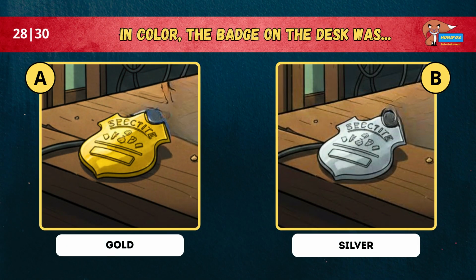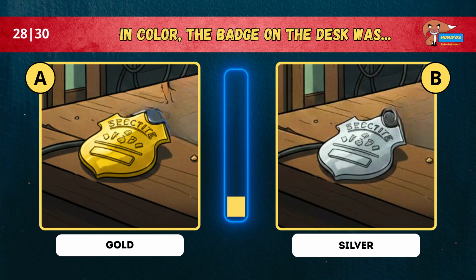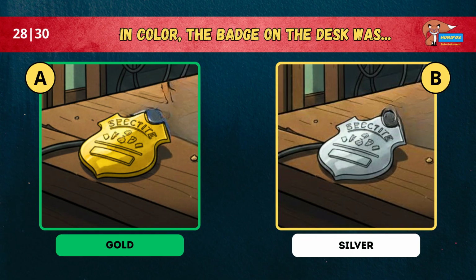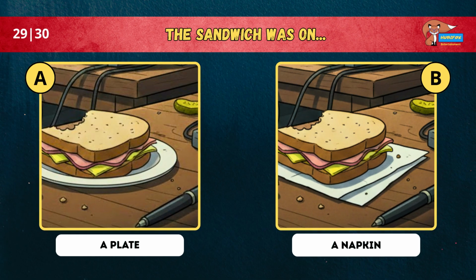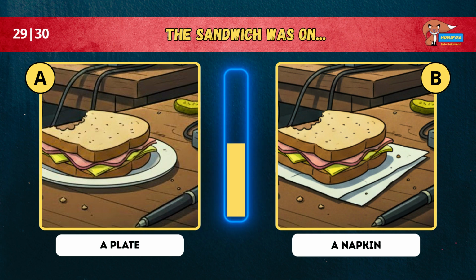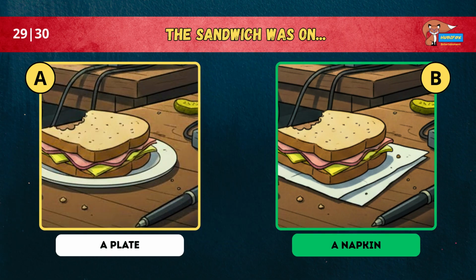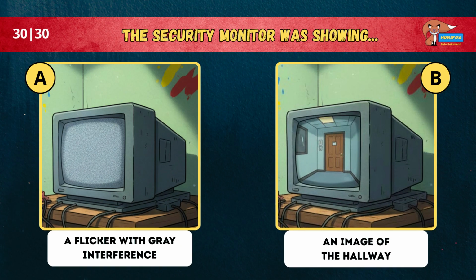In color, the badge on the desk was gold or silver. The sandwich was on a plate or a napkin. The security monitor was showing a flicker with gray interference or an image of the hallway.